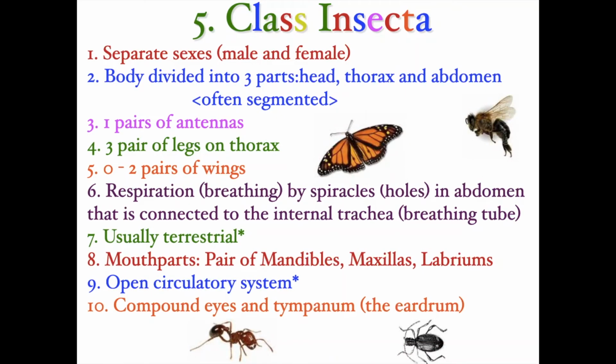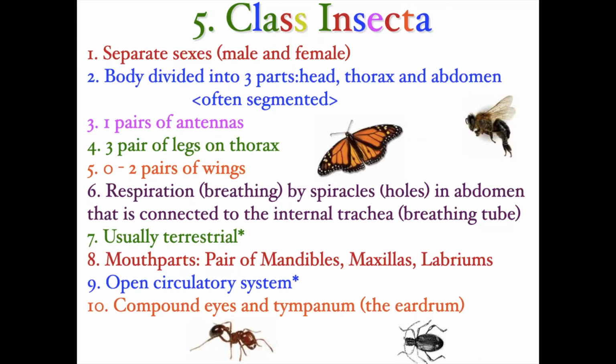Now we're going to move to our last section, which is class Insecta. Remember, all your arthropods have an exoskeleton, jointed legs, and a segmented body. Now let's first focus on Insecta. These do have separate sexes. One will be male, one will be female. Usually you can tell in the design, the pattern. Many times the female is larger. When you move into different things like bees, you'll have a queen and so forth.